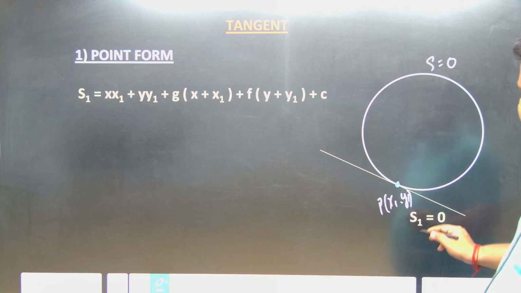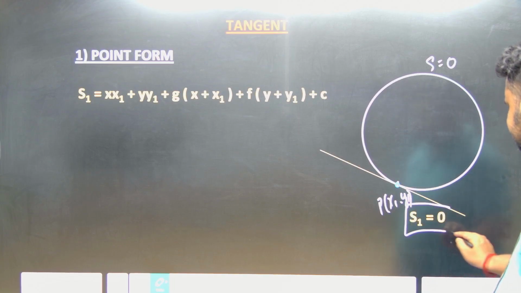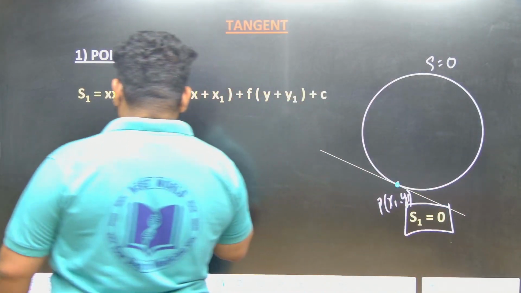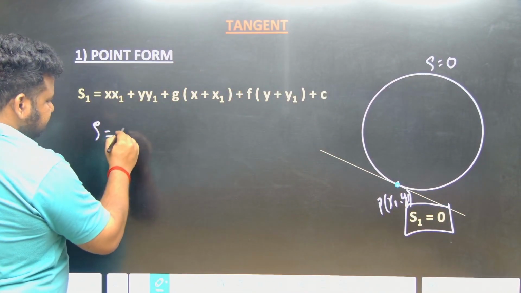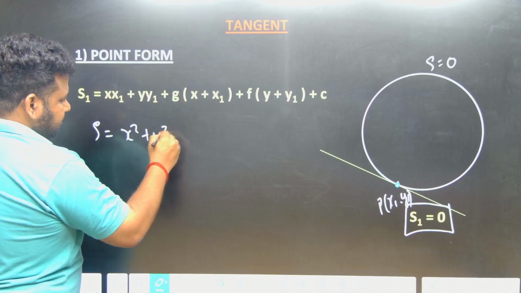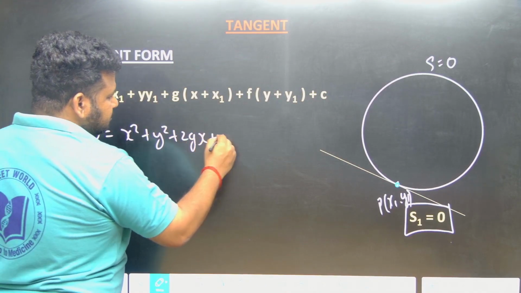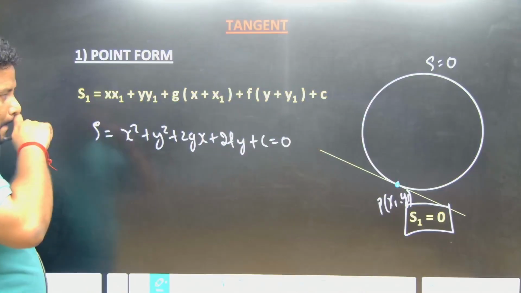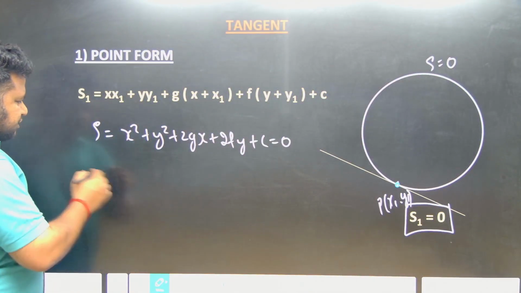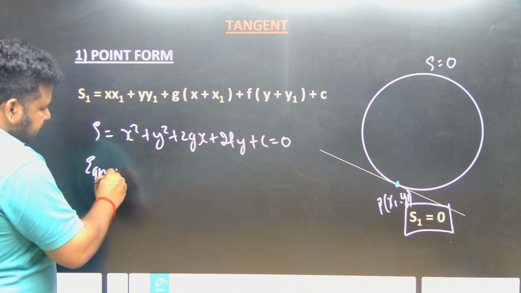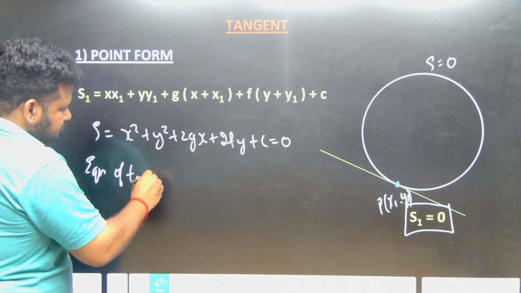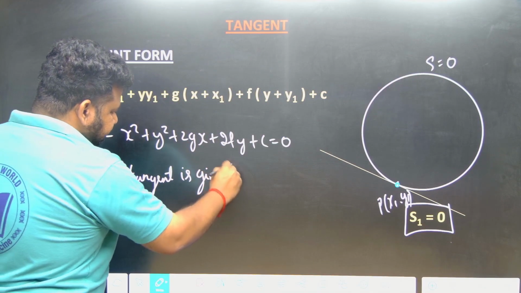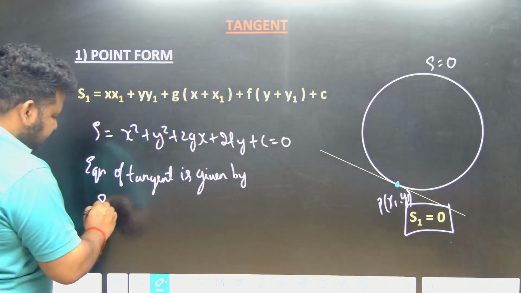It is given by S1 is equal to 0. The equation of the tangent is given by S1 is equal to 0. So S1 means what? S1 already it is given. So if the equation of the circle is given like this, x square plus y square plus 2gx plus 2fy plus c is equal to 0, I told you about the notations. So the equation of the tangent is given by S1 is equal to 0.